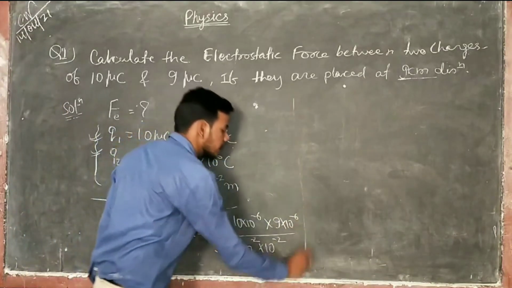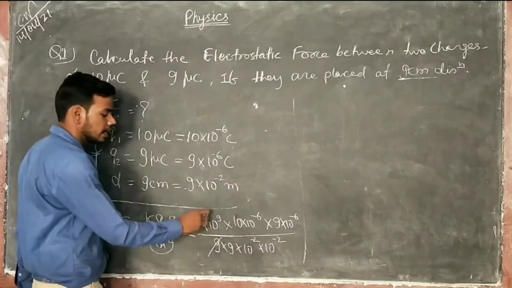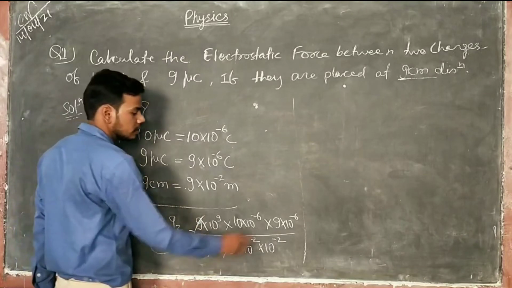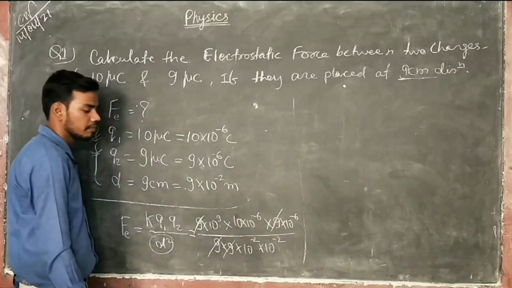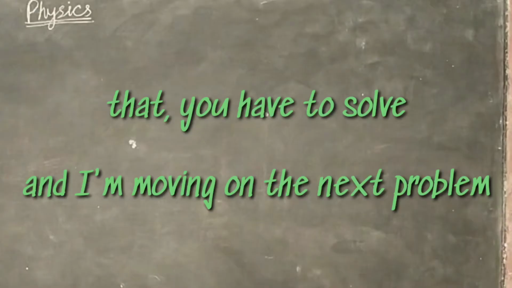Now it's time to cancel out some of the data. Here you can see 9 and 9 can be cancelled. This 9 again can be cancelled out. And what do we get in the remaining? You have to solve it now, and I am going to move on to the next problem.